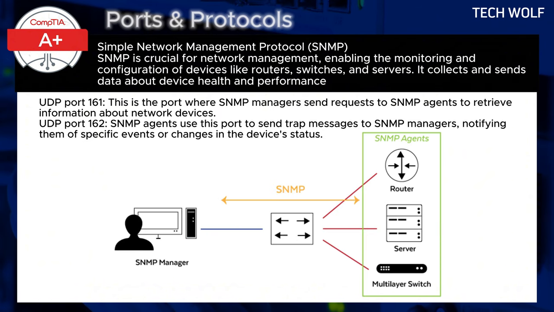SNMP, or Simple Network Management Protocol. SNMP is crucial for network management, enabling the monitoring and configuration of devices like routers, switches, and servers. It collects and sends data about the device health and performance. SNMP operates using port 161 for sending requests and port 162 for receiving alerts or trap messages from devices.